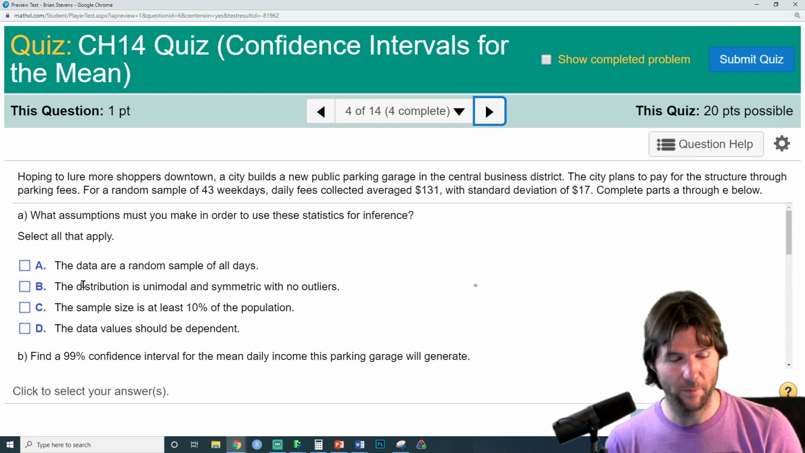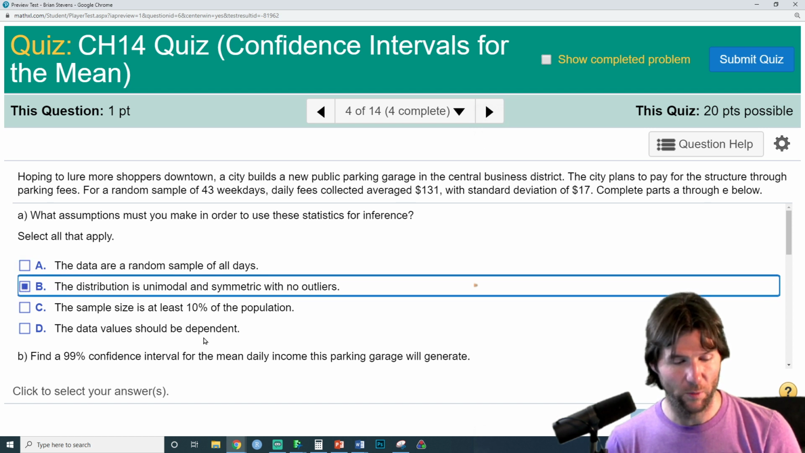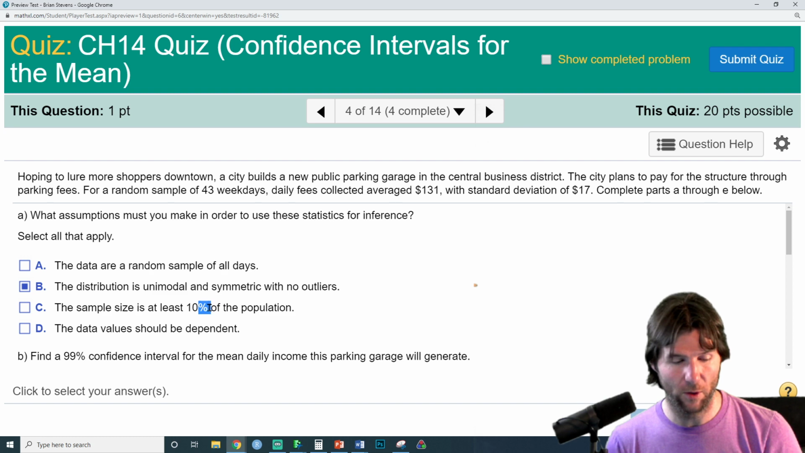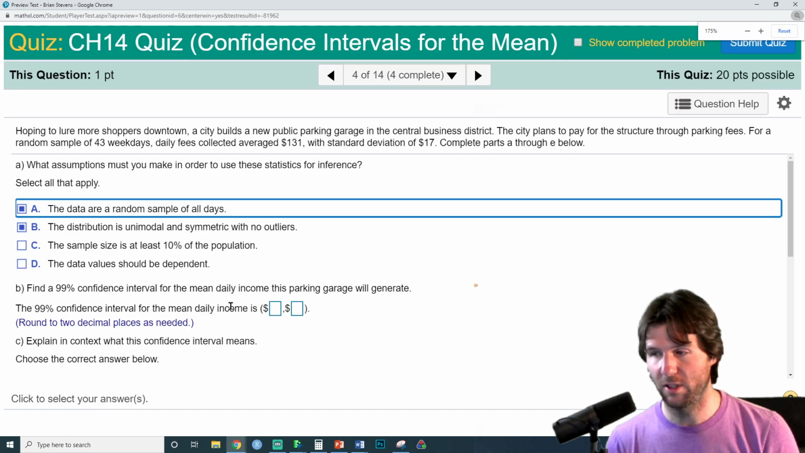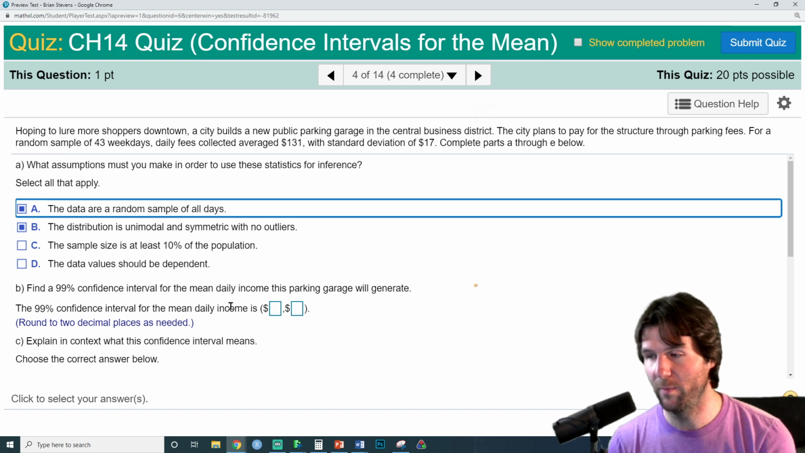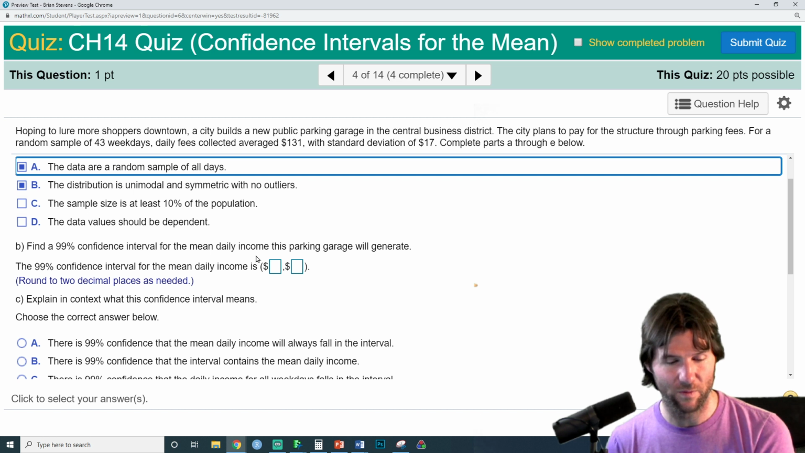What assumptions must be met? The data are random. It's unimodal and symmetric. We want it to be less than 10%, and we want that they be independent of each other. Send free mailing labels and greeting cards, chapter 15. Yeah, let's do that one next. We'll do some finishing ones.